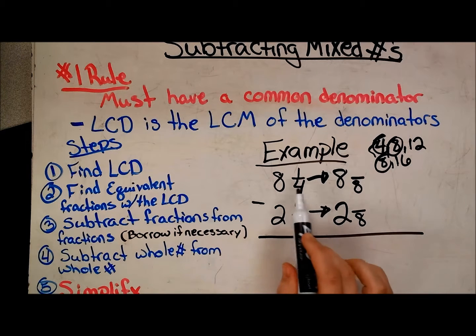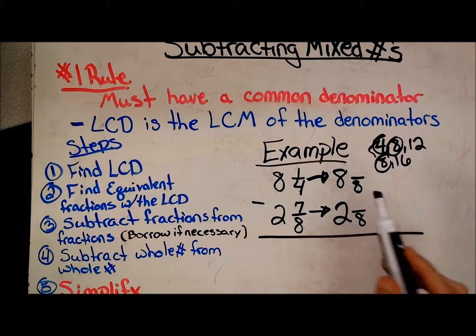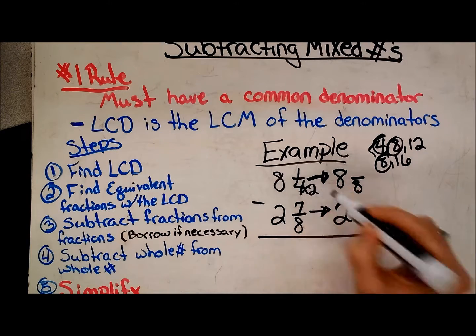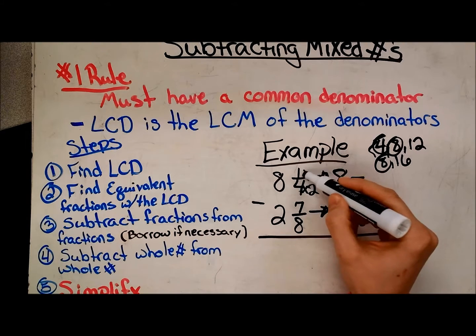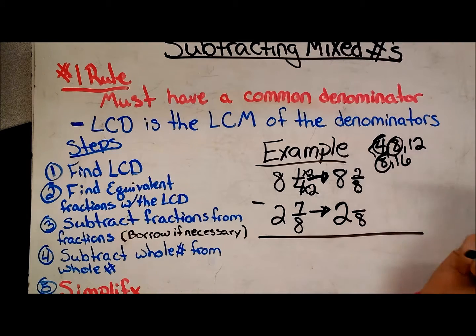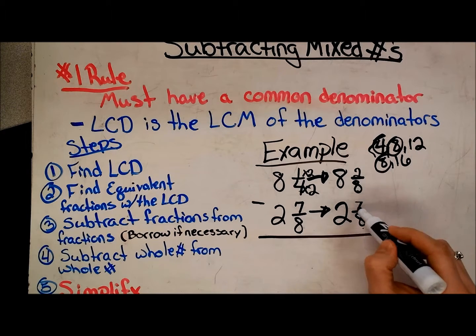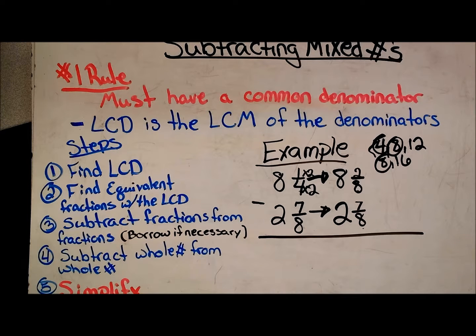Okay, now, to change a 4 into an 8, you multiply by 2. If you do it to the bottom, you must do it to the top. You don't have to do anything to an 8 to make it an 8, so you're just going to copy the top number.